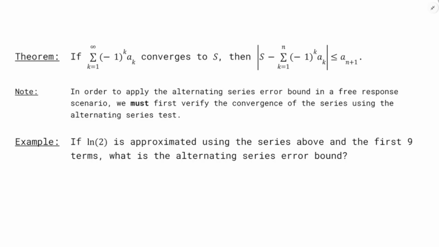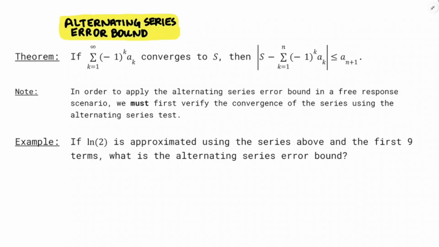And that's really going to be the idea for us with alternating series error bound. So this is the relevant theorem. If we've got an alternating series that converges to S, then the absolute value of the difference between S and a partial sum is no more than the absolute value of the next term. And it's the absolute value because the alternating part was the (-1)^k, and then the a_k is just the positive part of the series. And so that's where we'll say error is less than or equal to the absolute value of the next term.